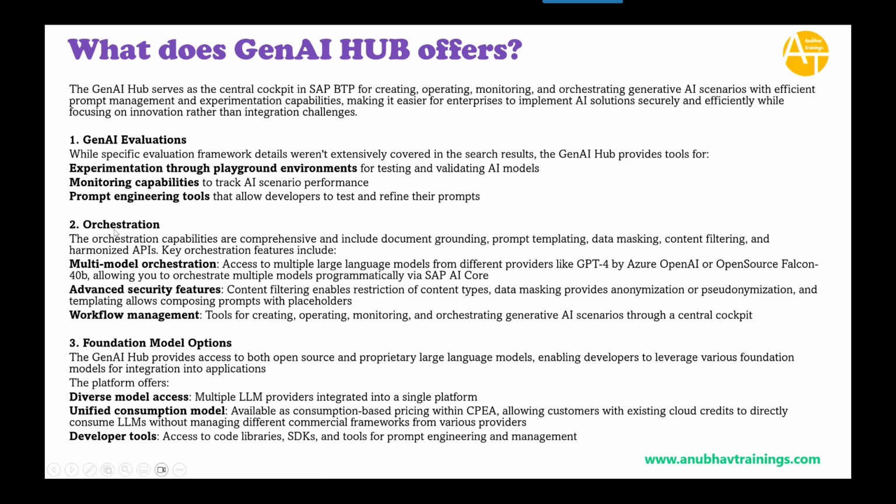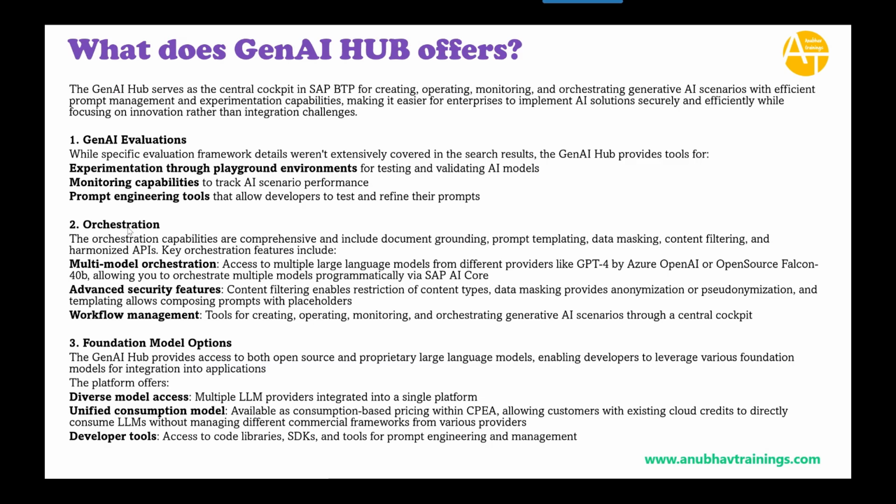Then we have the orchestration service. SAP is also building a lot of services to enable AI capability beyond the traditional AI capability. The orchestration capabilities, which we will also be learning in our training, are comprehensive and include document grounding, prompt templating, data masking, content filtering, and harmonized APIs. These are some of the services they offer out of the box.